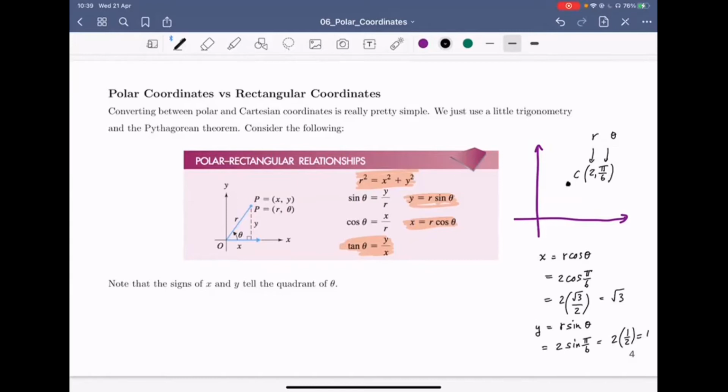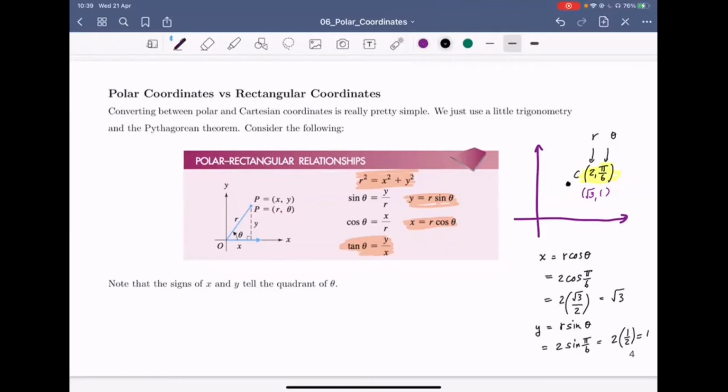So for the same point C, if you write it in polar coordinates, you get 2 and pi over 6. If you write it in rectangular coordinates, it's square root 3 and 1. Make sense? That is how we think of polar coordinates and rectangular coordinates.